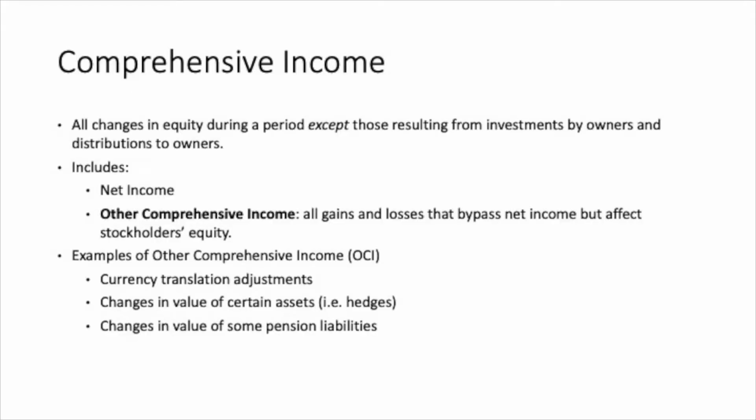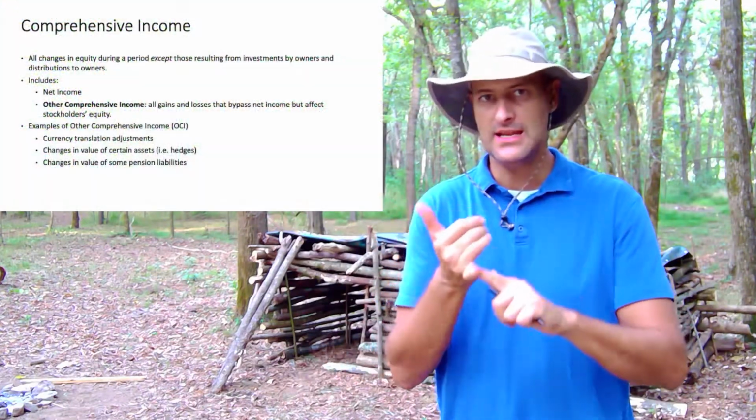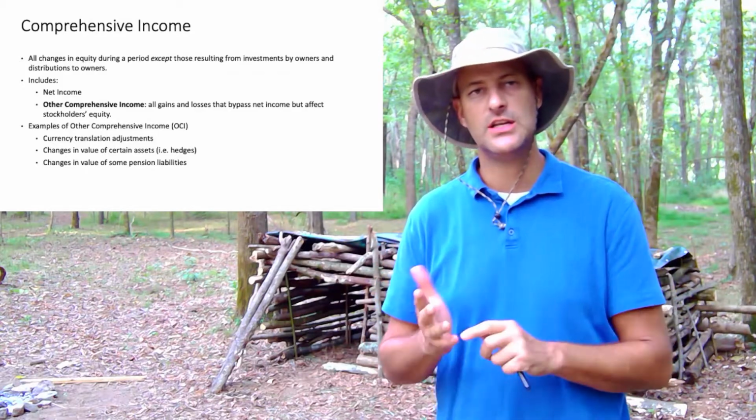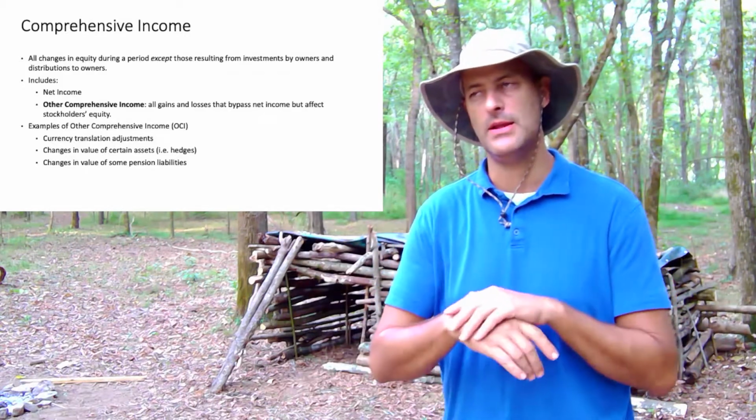Comprehensive income. First of all, comprehensive income is all changes in equity during the period except those resulting from investments by owners and distribution to owners. So anything that affects equity that's not to or from an owner is comprehensive income. That means it includes net income and it includes other comprehensive income. I love comprehensive income from an accounting standpoint. It's beautiful.